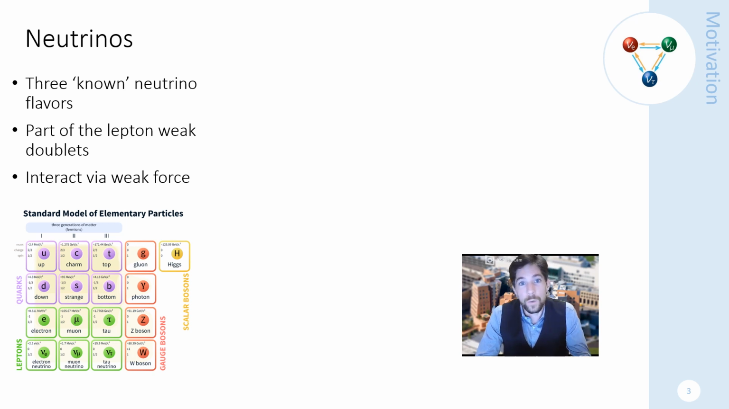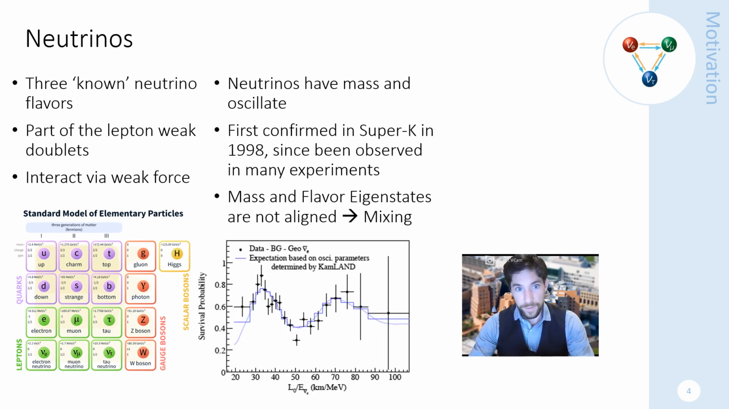In the standard model, we know of three active neutrino flavors: the electron, the muon, and the tau neutrino. They partner with the electron, the muon, and the tau, and they interact through the weak force. Now, in addition to this weak force interaction, there's another interesting behavior, and that behavior is neutrino oscillations. As the mass and flavor eigenstates of the neutrinos are not aligned, there's mixing. And this mixing means that neutrinos, as they travel through space and time, can actually change from one flavor to the other. This was first confirmed in Super-K in 1998 and has since been observed in many other experiments.